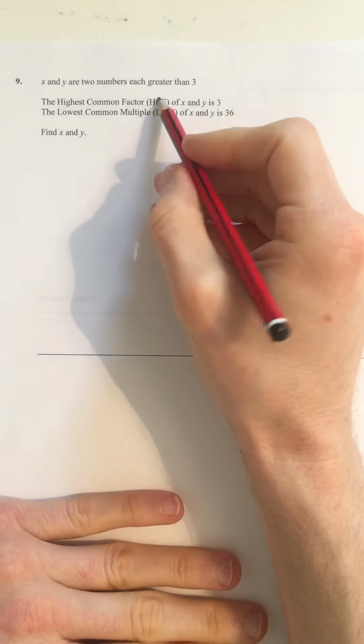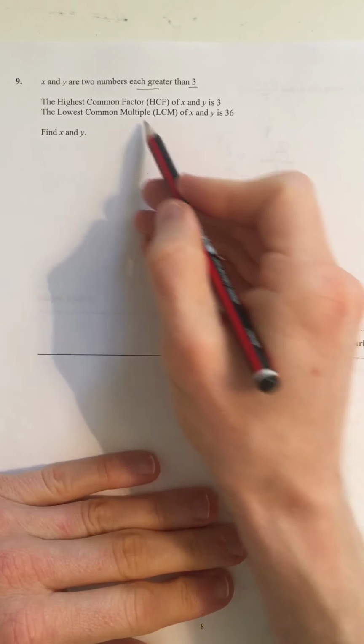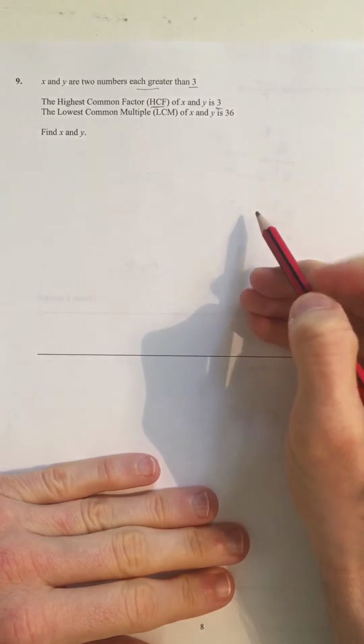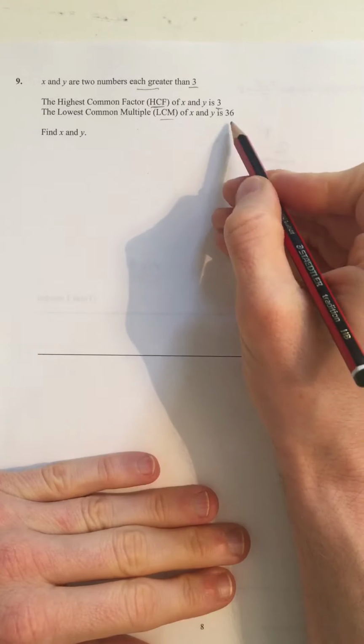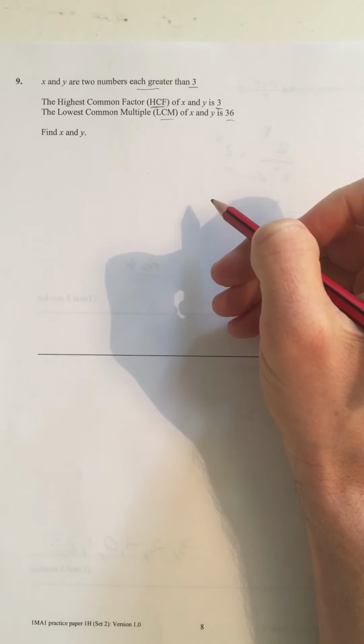X and Y are two numbers, each of them greater than 3. The highest common factor of those numbers is 3. The lowest common multiple of those numbers is 36. We need to find out what those numbers are.